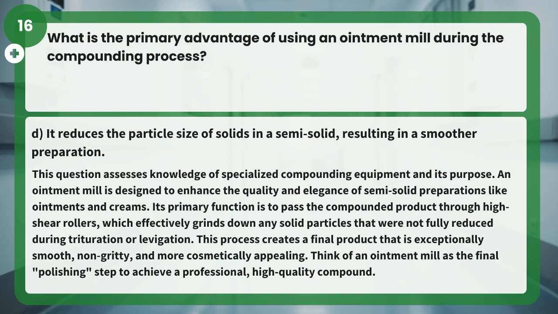were not fully reduced during trituration or levigation. This process creates a final product that is exceptionally smooth, non-gritty, and more cosmetically appealing. Think of an ointment mill as the final polishing step to achieve a professional, high-quality compound.